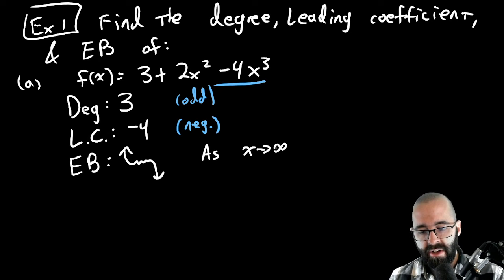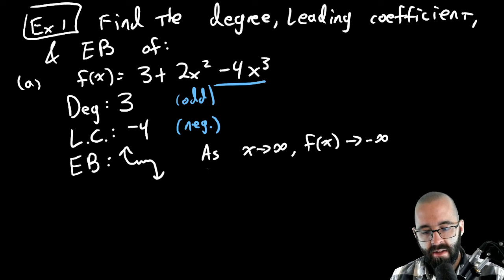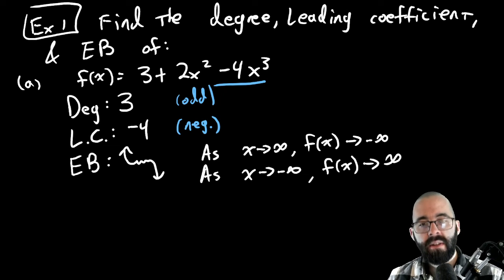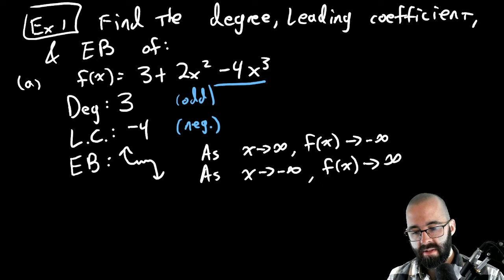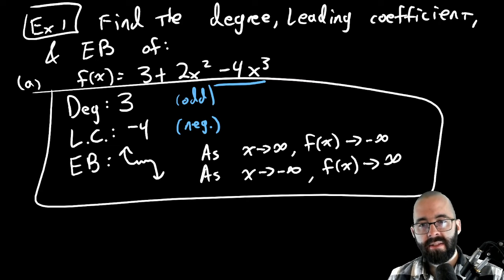Or you could answer in arrow notation. As x goes to infinity, our function goes to negative infinity. As x goes to the left, our function goes up. These are all great answers.